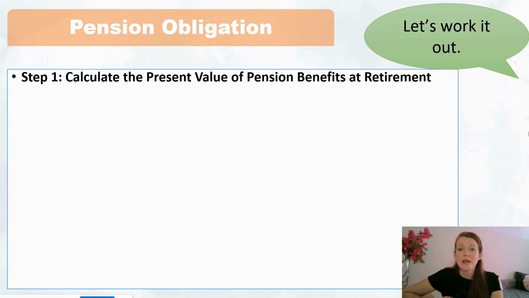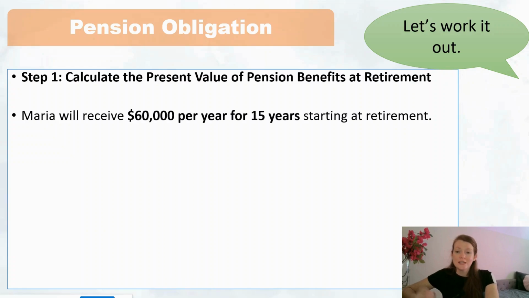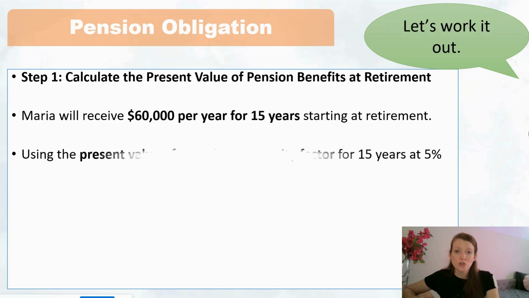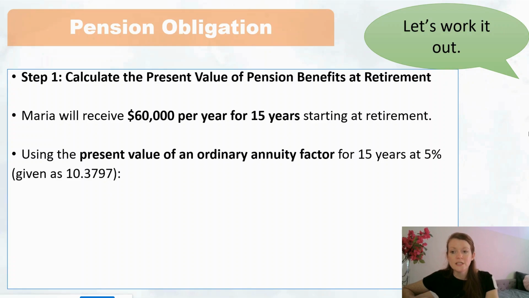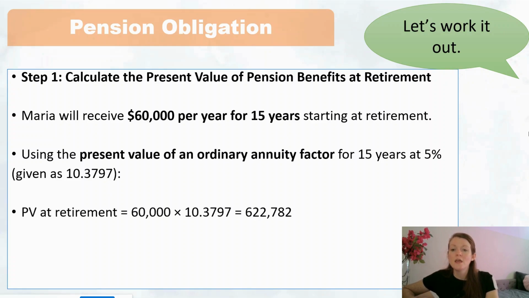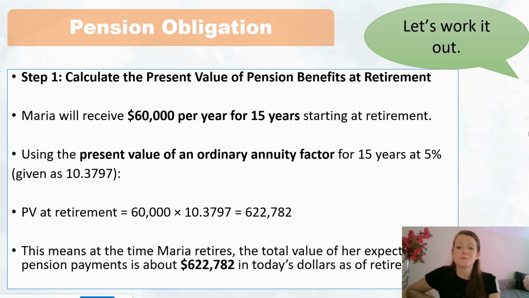So step 1, we want to calculate the present value of the pension benefits at retirement. So she's going to get $60,000 a year for 15 years starting 30 years from now. So that is the present value of an ordinary annuity. And we already said that that factor was 10.3797. So we take the 60,000 times that factor, and that tells us 30 years from now, we want to have $622,782 set aside, ready to start paying her the 60,000 a year for 15 years. So we're going to have that ready in 30 years from now.